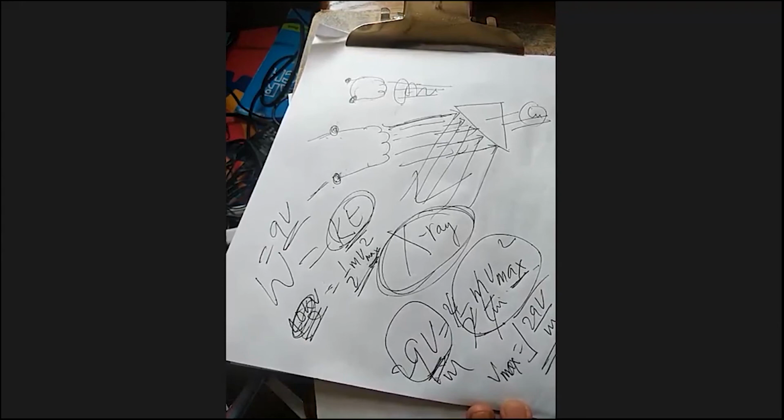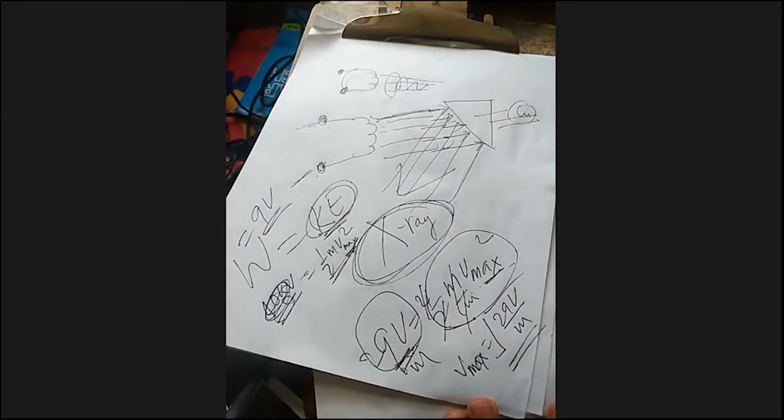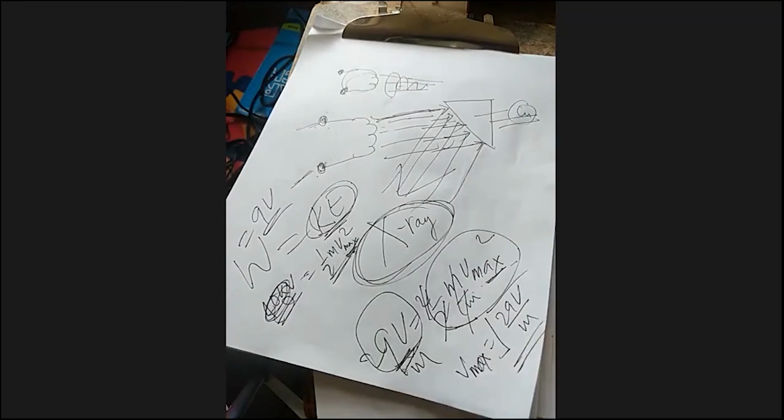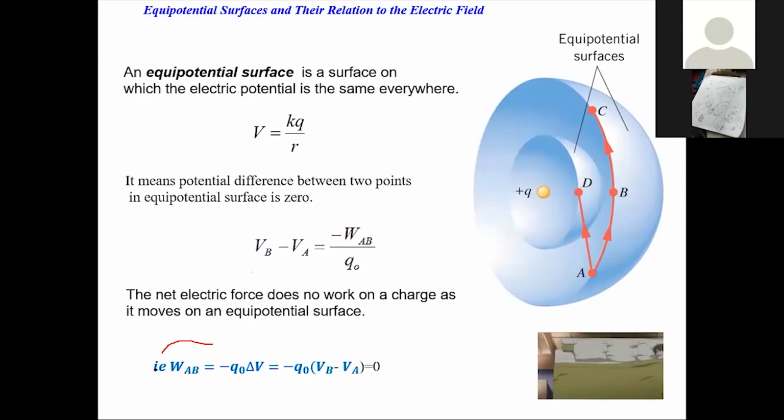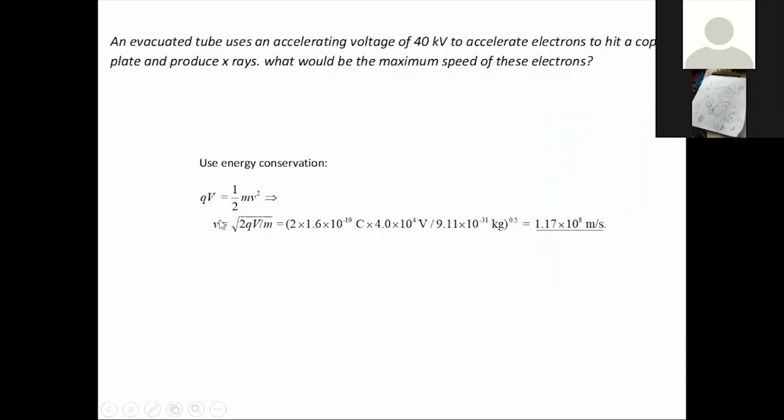That's what it is. How did I get this QV? Work done equals QV, and that work done is converted into kinetic energy. Remember, we have the work-kinetic energy theorem: work done is converted to the kinetic energy of the electron. So QV equals 1 over 2 mv squared. I have this equation, then plug in the numbers.